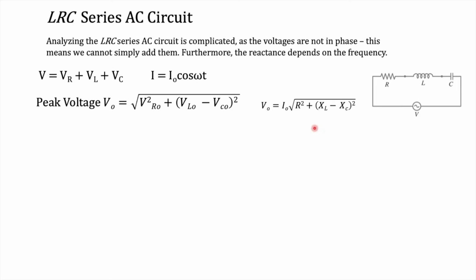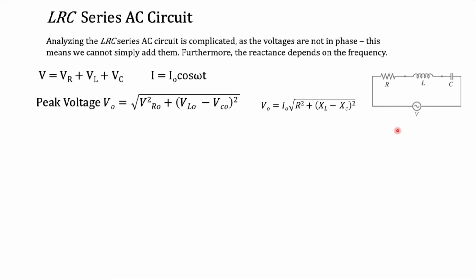So your V is positive, and these are all negative. V minus VR minus VL minus VC equals zero. Take it to the other side, and we get this relation. The current through is still I equals I naught cosine omega t, and they're not in phase. The voltages across each of these elements are not in phase, so it's not a simple algebraic sum.